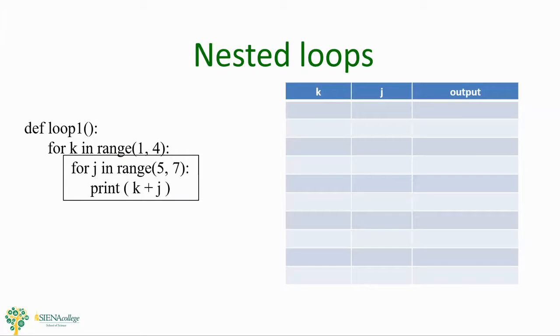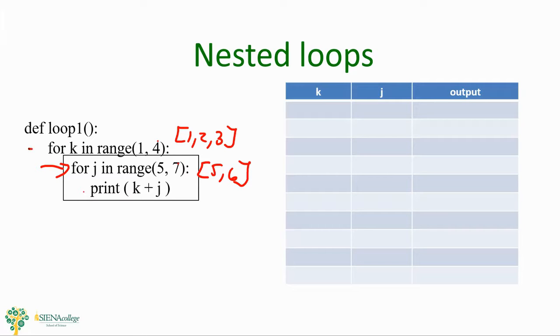So here's an example of a nested loop. We have our regular loop, our outer loop, for k in range, colon, just like normal. We then put another loop inside of it, but notice that the second loop is indented from the first: for j in range 5 to 7, and then print. So for k in range 1 to 4 will give us 1, 2, and 3. For j in range 5 to 7 will give us 5 and 6. We don't get to 4 and we don't get to 7.